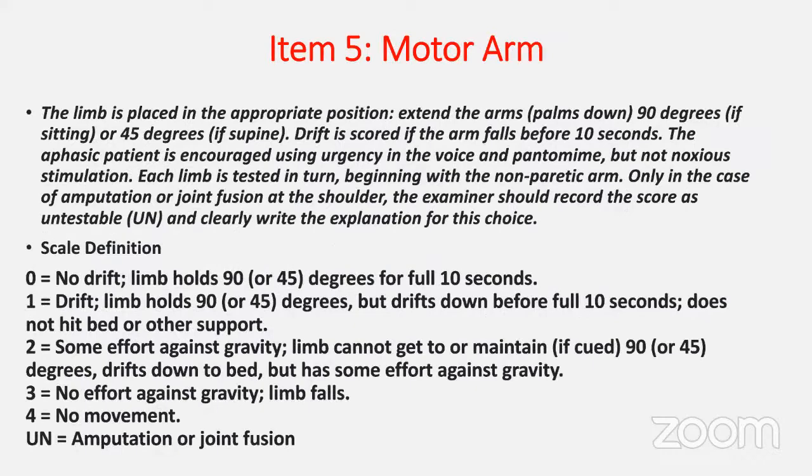Okay, item 5, motor arm. Here the limb is placed in the appropriate position. Extend the arm to 90 degrees with palm down if the patient is in sitting position, or 45 degrees if the patient is lying down. We will give a score of 0 if no drift. We will give 1 point if there is drift. The limb holds 90 degrees, but drifts down before the full 10 seconds.